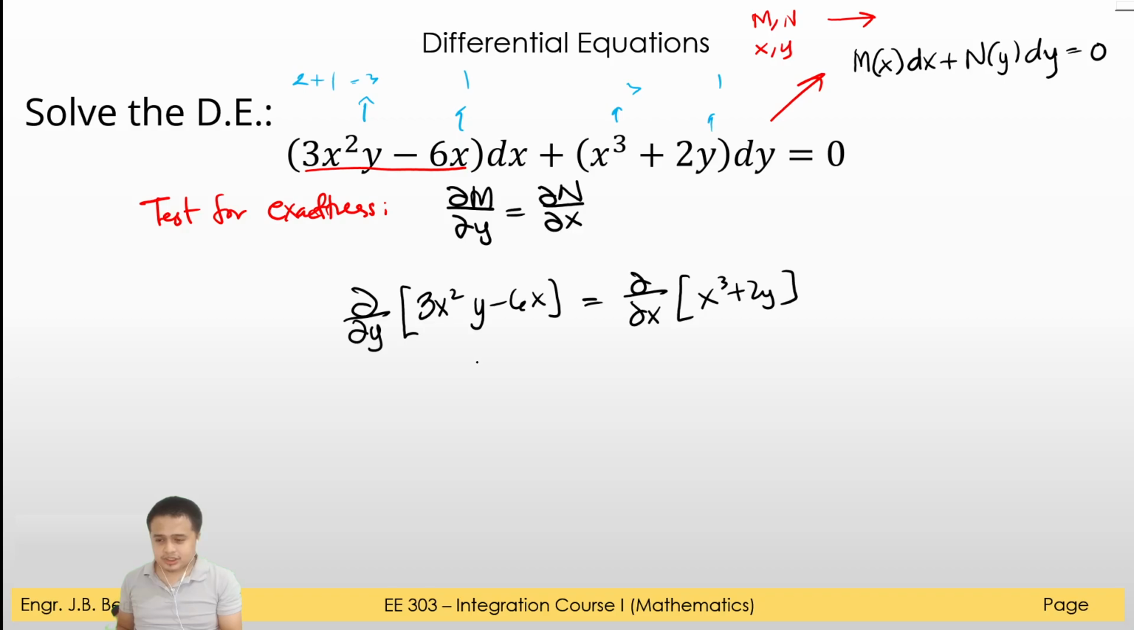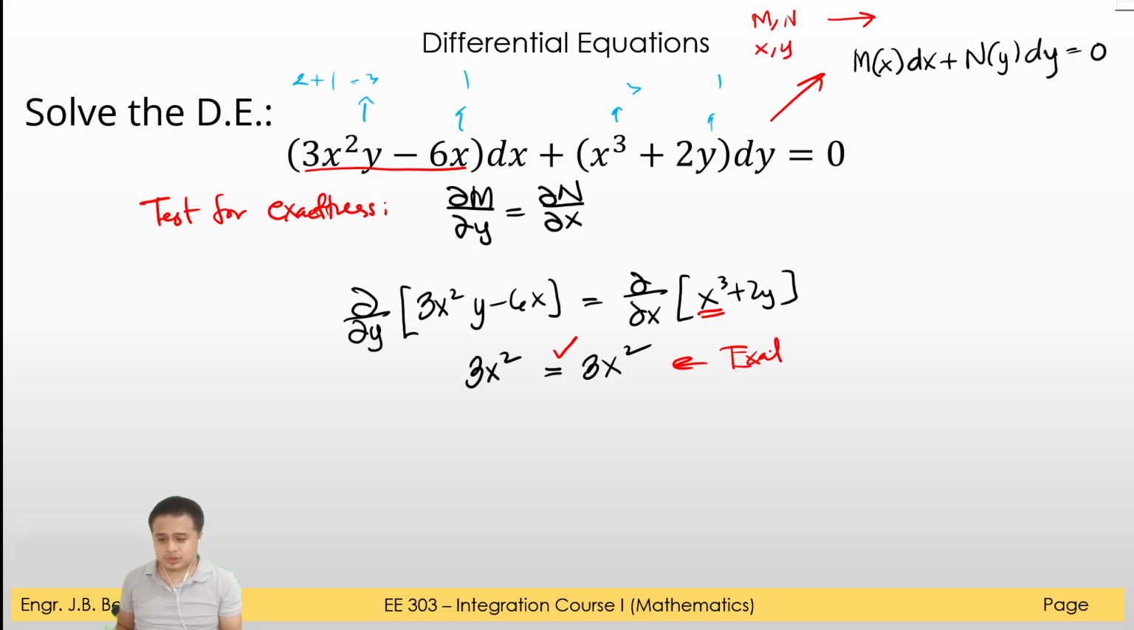So to simplify this, again, we have here 3x squared. This will be 0 since we don't have a variable y. And then the partial derivative with respect to x of x cubed, we have 3x squared. And the partial derivative with respect to x of 2y is 0. So as you can see, this is therefore exact.